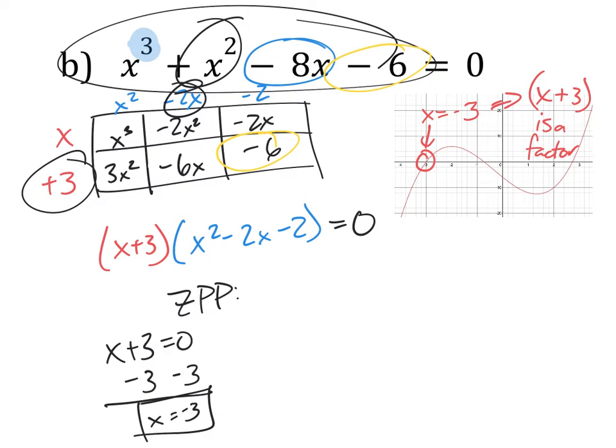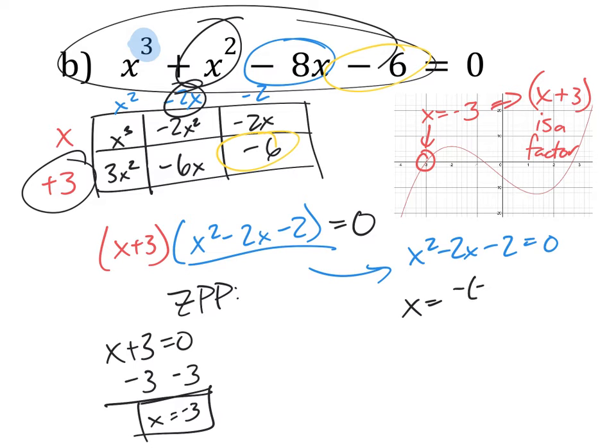Okay, so then the other ones come from here. X squared minus 2x minus 2 equals 0. I'm going to examine this really quickly. Does it factor? AC is negative 2, B is negative 2, and so I can't think of any numbers that add and multiply to negative 2. So let's quadratic formula again.